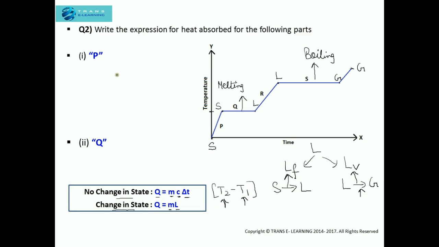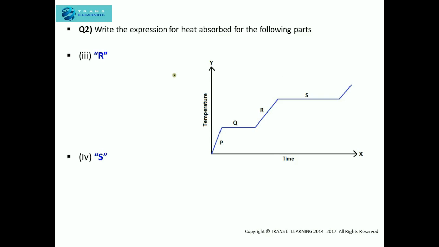So as you can see here, in the P process, the initial point is solid and the final point is also solid, so there is no change in the state. So the heat absorbed will be equal to mc delta T. Now Q. Q represents a process of melting where the solid is changing into liquid, and whenever there is a change in state, the heat absorbed is given by mL. And as the solid is changing into liquid in this Q phase, it will be latent heat of fusion.